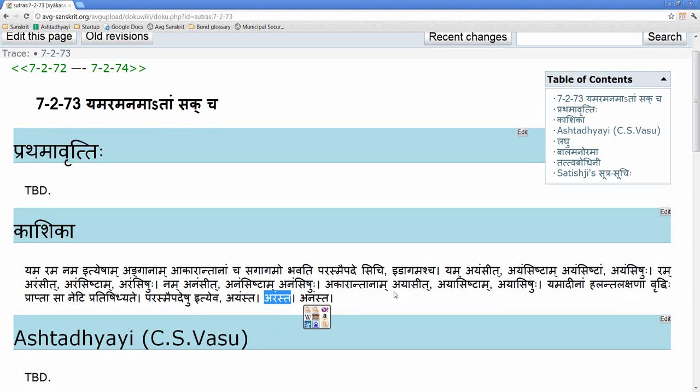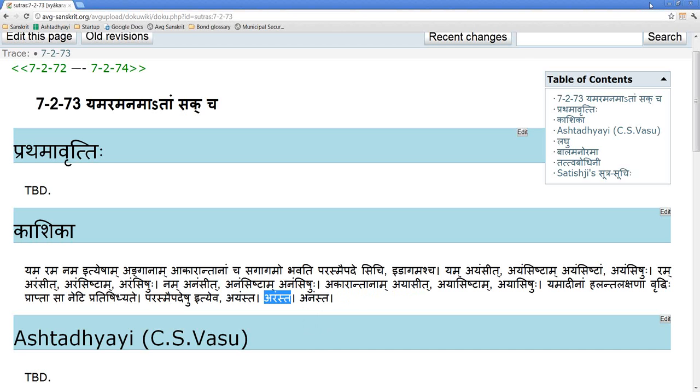In this case, we will not get this. The sit doesn't take idagamaha, and the angam doesn't take the sakagamaha, because this is not parasyapadeshu. So this sutram, yama rama namatam sakcha, is only parasyapadesh. So this is not happening.